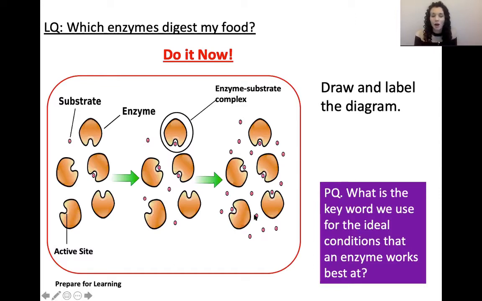And if you had a go at the purple question, which is what is the key word that we use to describe the ideal conditions that an enzyme works best at? It's the optimum conditions, okay? Or if you're talking about temperature, the optimum temperature, the temperature that enzymes work best at.